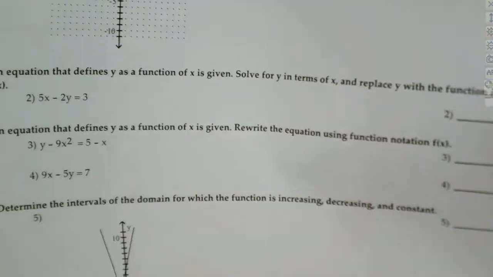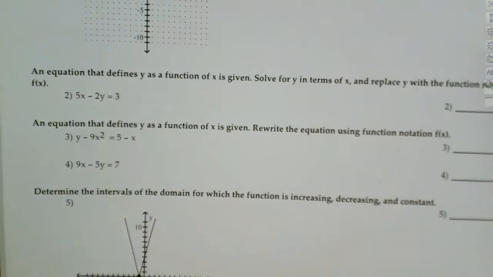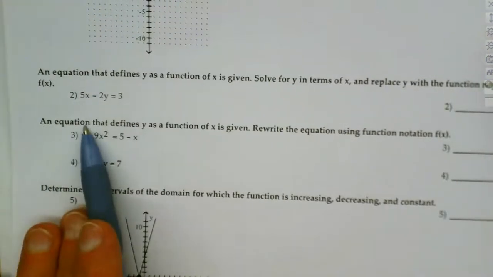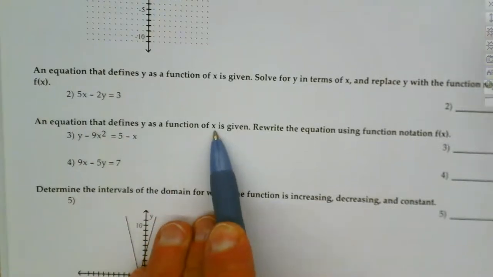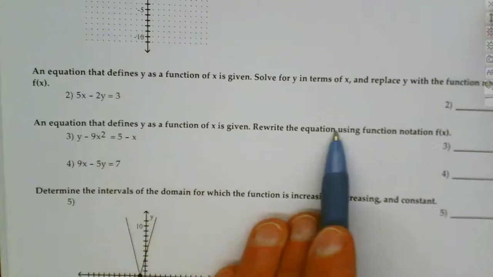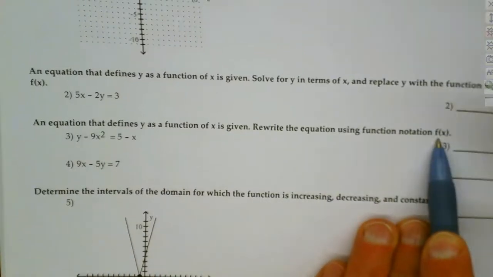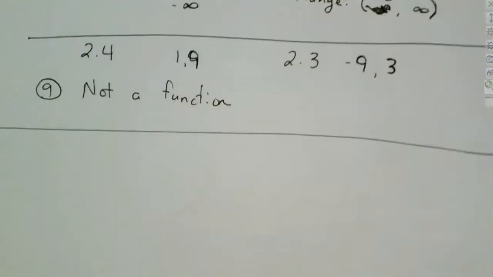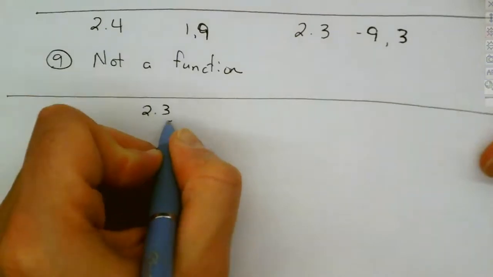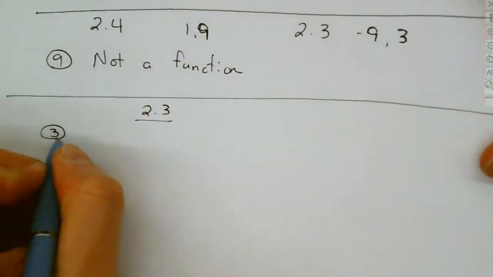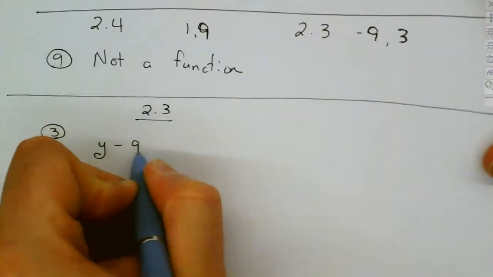Okay, question number 3. Make sure we read the directions. It says an equation that defines y as a function of x is given. Rewrite using the function notation f of x. So all we need to do, and this again is 2.3, looking at question 3, all we need to do is solve this for y.